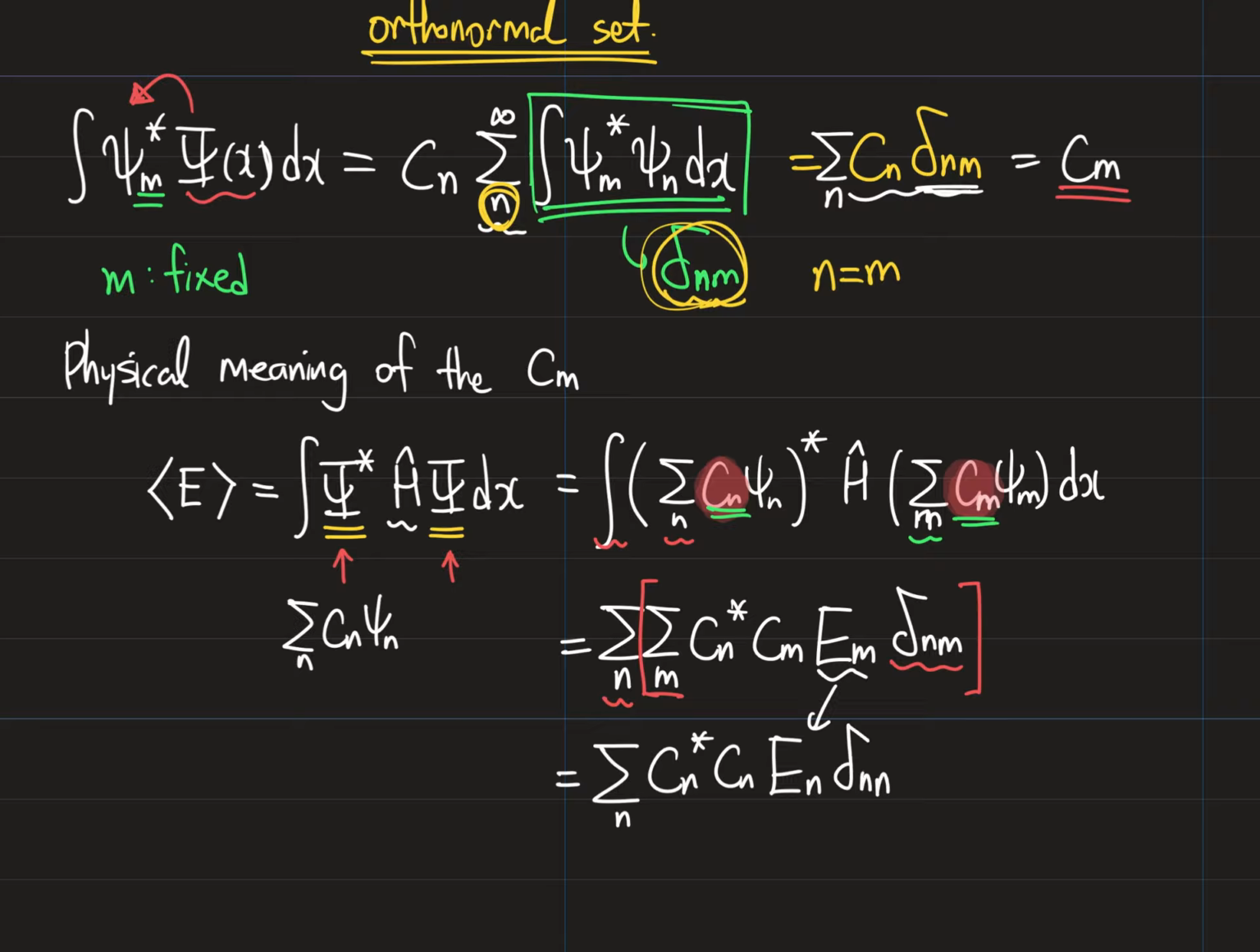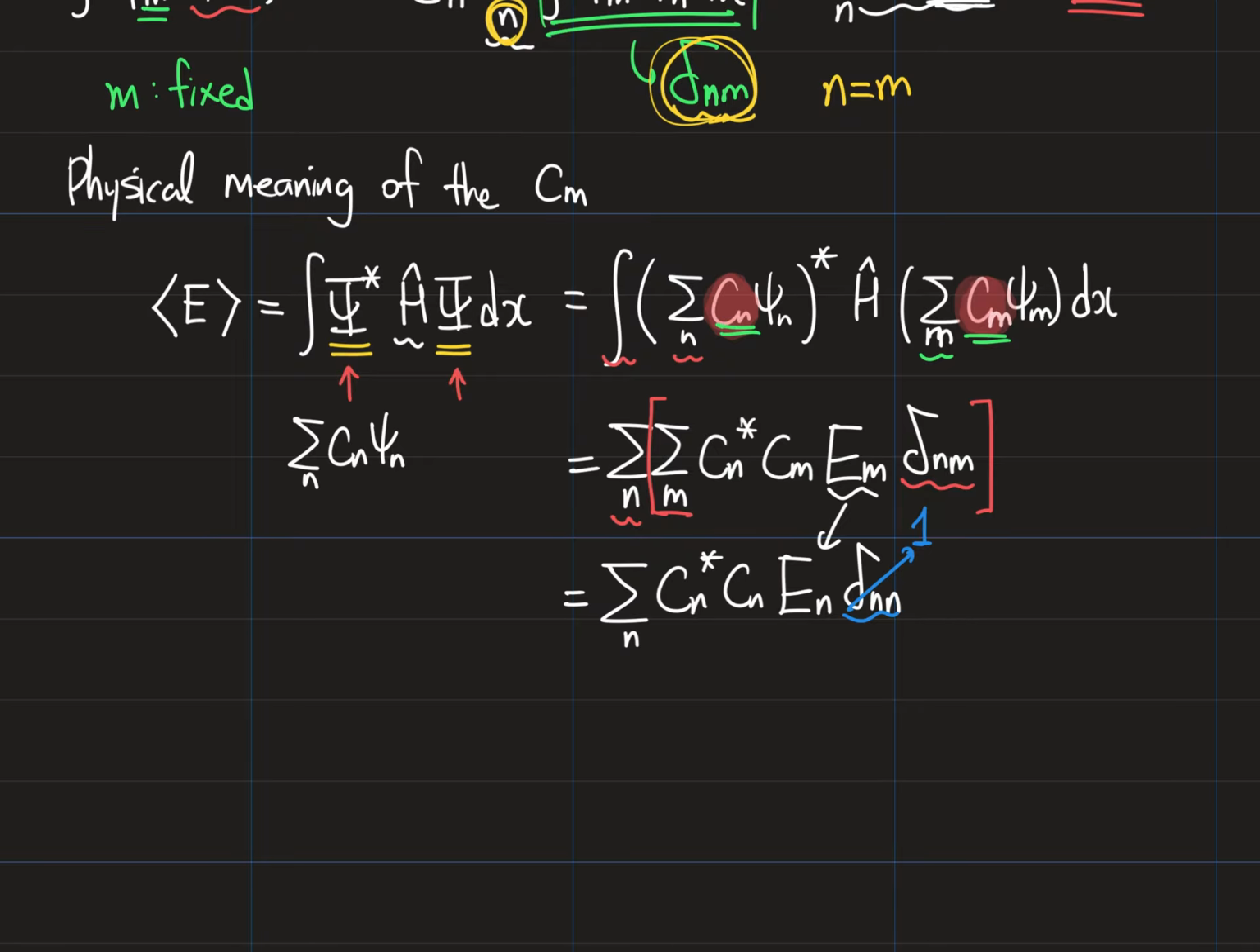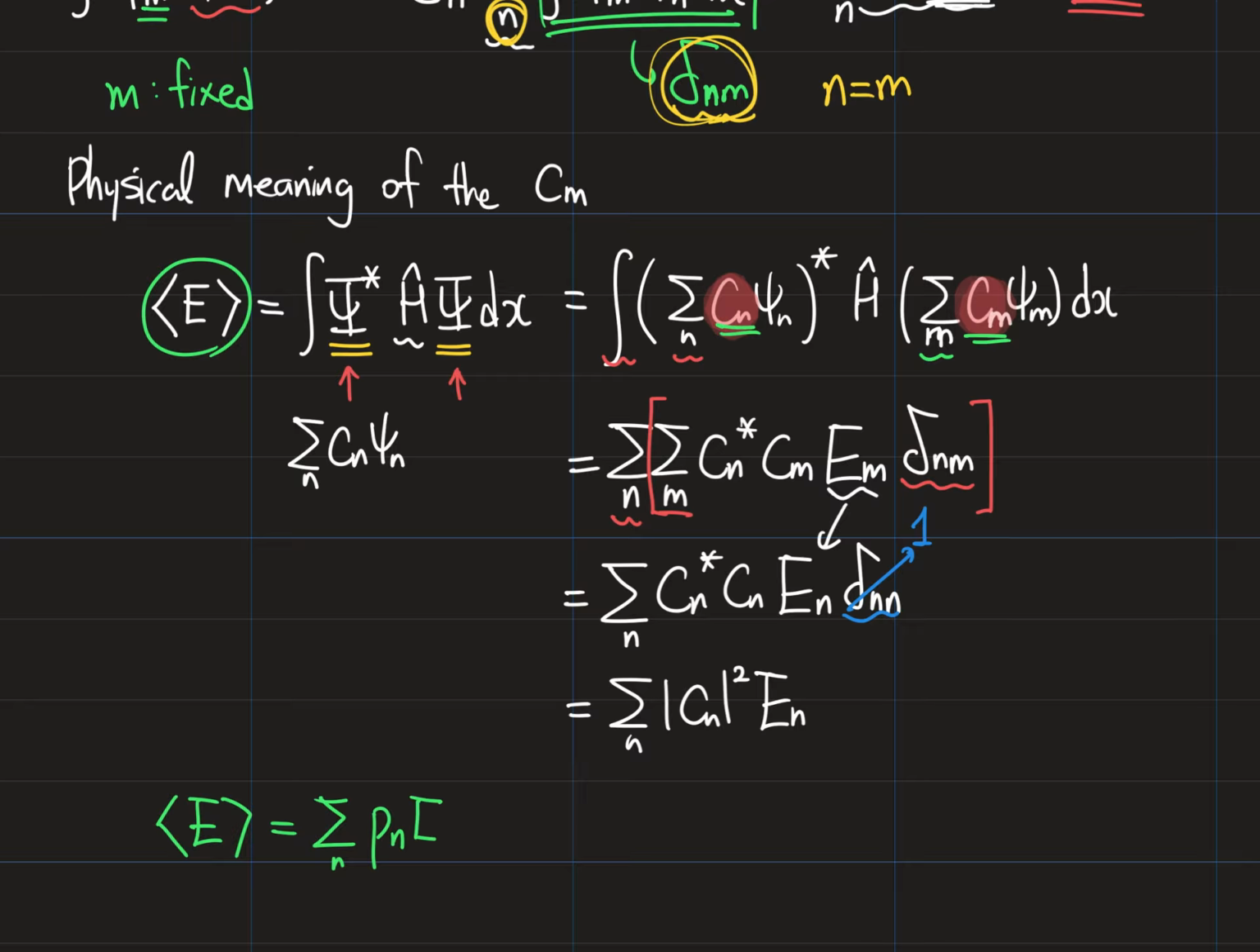So which is exactly 1. And the final expression is Cn square En. From your understanding of statistics, the expectation value of E can simply be calculated as a weighted average. So you multiply the probability of finding the system with energy En by the energy En.